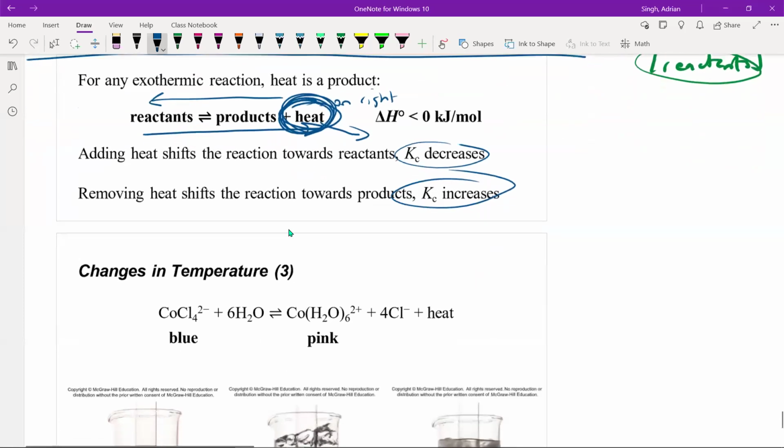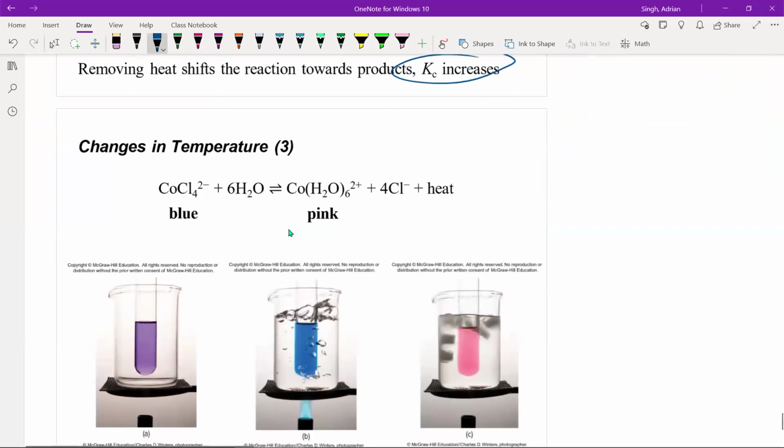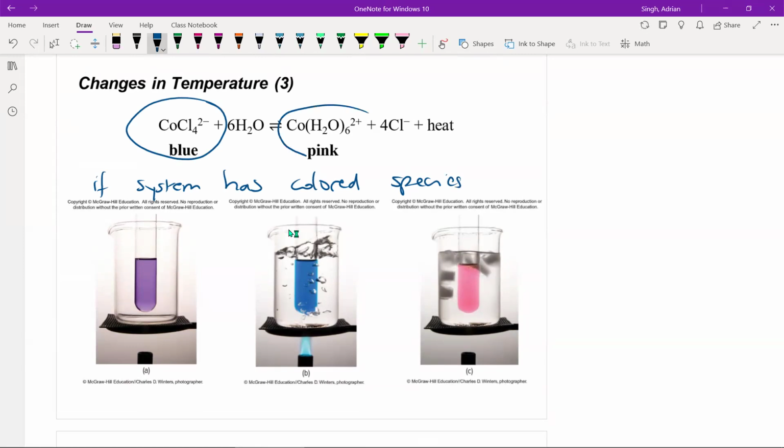Okay, so it's very, very simple to interpret changes in temperature if we know whether the reaction is exothermic or endothermic. We can also monitor changes or the shift in the equilibrium as a consequence of temperature changes, especially if our system has colored species in it. Okay, so in the example that's shown here, we have this species that has a blue color on the left side, on the reactant side, and then this other hydrated species that has a pink color on the right. And this process, right, releases heat. So this is exothermic.